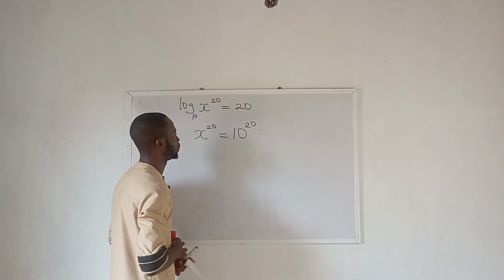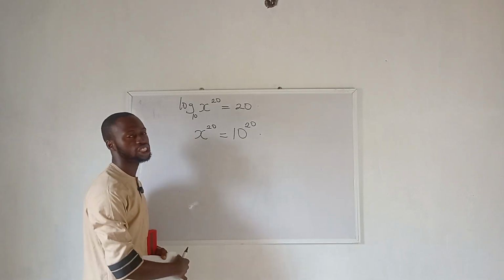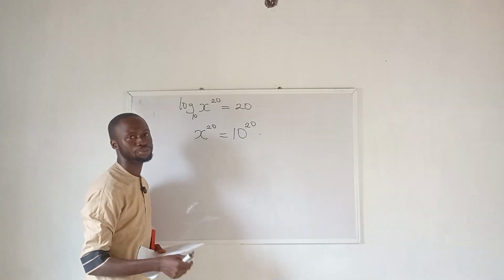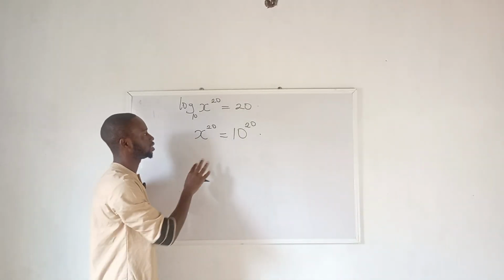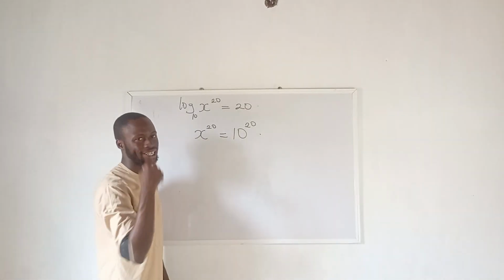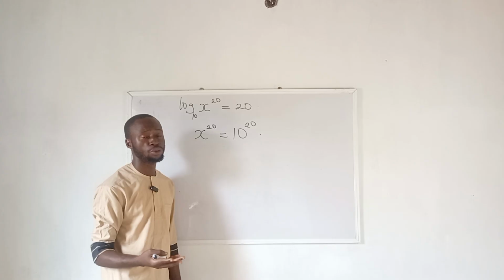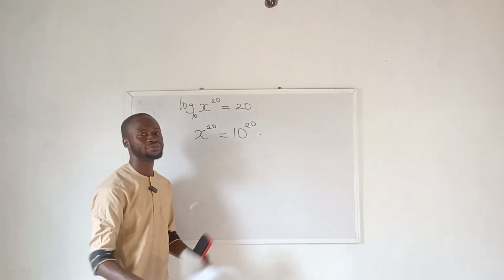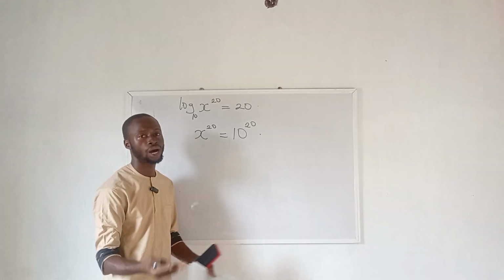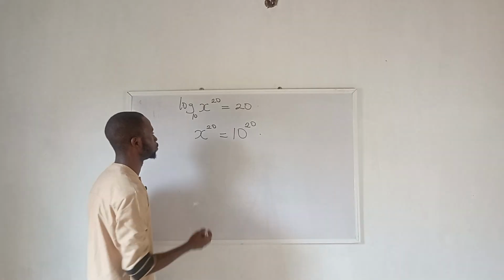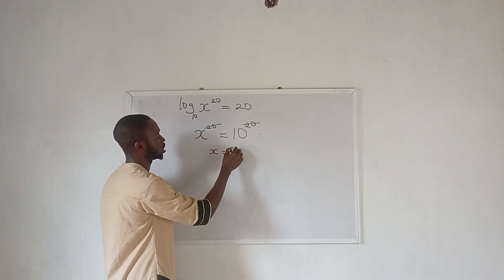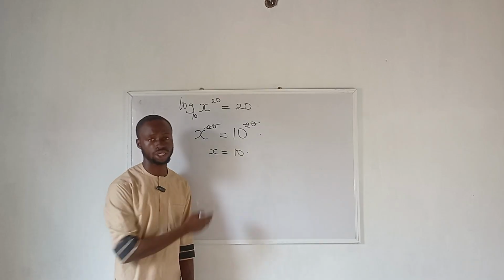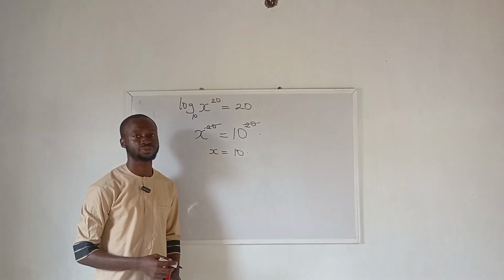Moving on from there, you observe that what you need is x, and x is in the base, but the power, you need to remove the power. For this particular question, the powers are common, but there are some questions where the powers might not be common. So you have to manipulate your way in finding out how to remove your powers and make the base stand alone. Since the powers are common, I can cancel on both sides. So the value of my x is equal to 10. That's the answer to the first question.